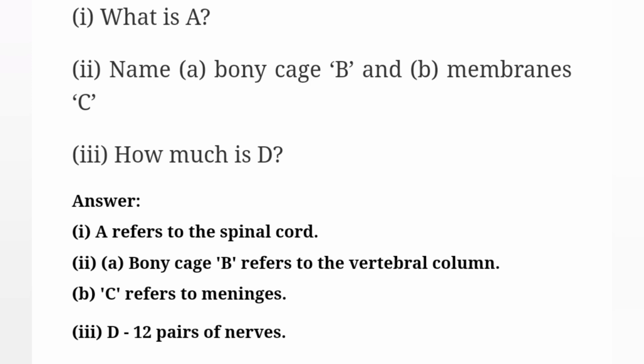First one, what is A? Second point, name the bony cage B and the membrane C. Third one, how many pairs is D? Answer, A refers to the spinal cord. Then second point, bony cage B refers to the vertebral column. Then C refers to meninges. Then third point, D is 31 pairs of nerves.